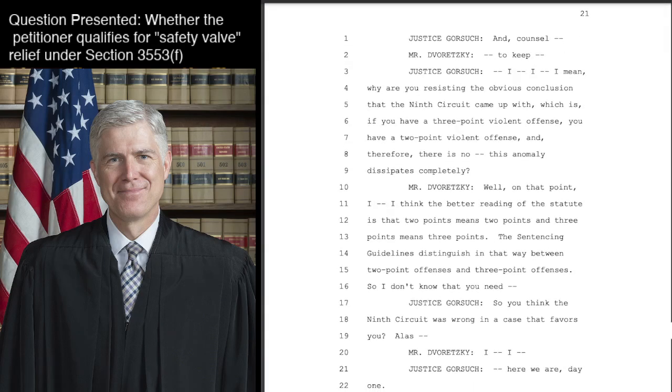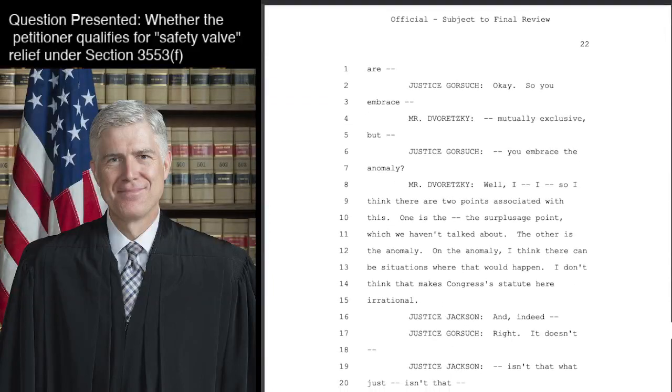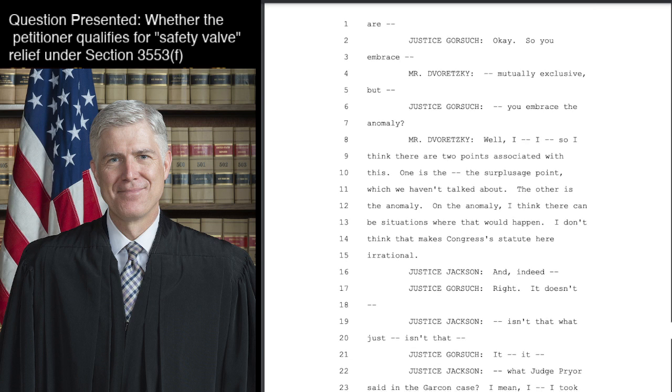So you think the Ninth Circuit was wrong in a case that favors you? Alas, here we are, day one. I think the better reading of the statute is that 2 and 3 are mutually exclusive. So you embrace the anomaly. Well, I think there are 2 points associated with this. One is the surplusage point, which we haven't talked about. The other is the anomaly. On the anomaly, I think there can be situations where that would happen. I don't think that makes Congress's statute here irrational.